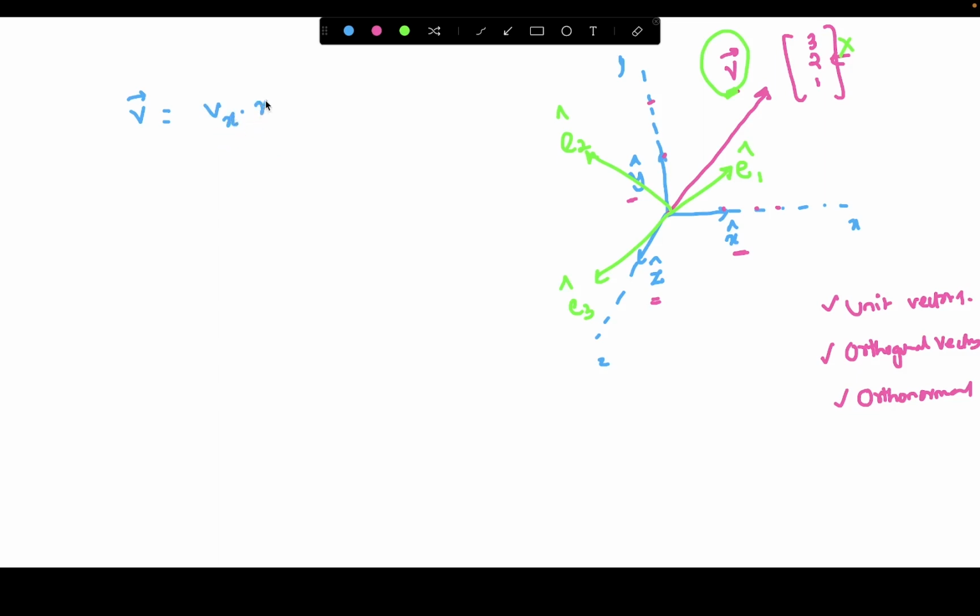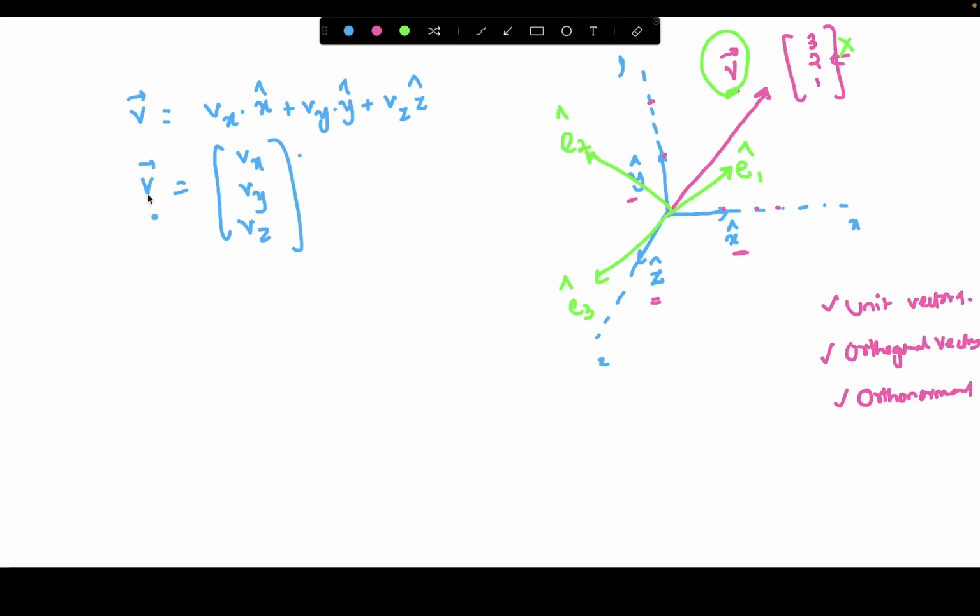as vx multiplied by x hat plus vy y hat plus vz z hat. We know that x hat, y hat, and z hat are the basis vectors here. So when we have the basis vectors in place, you can rewrite your vector in the component form, which is your column vector vx, vy, and vz. This is your component form. That is, you have coordinates that are being represented as each element in your column vector.